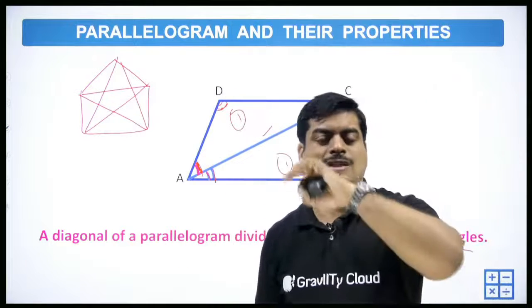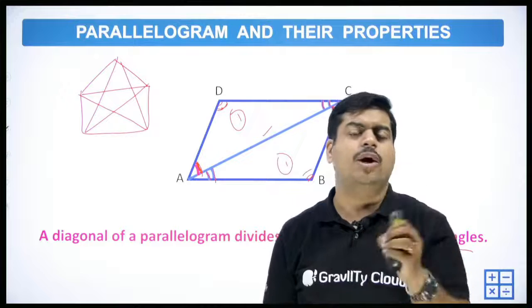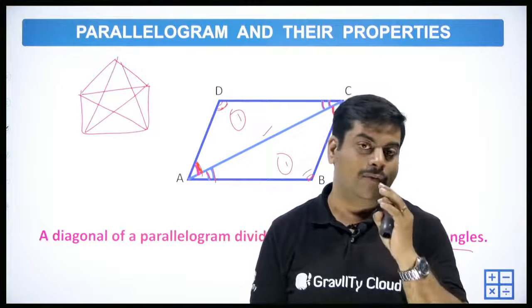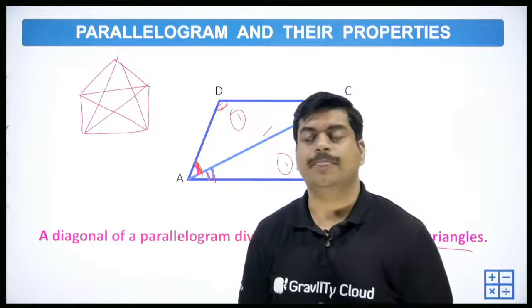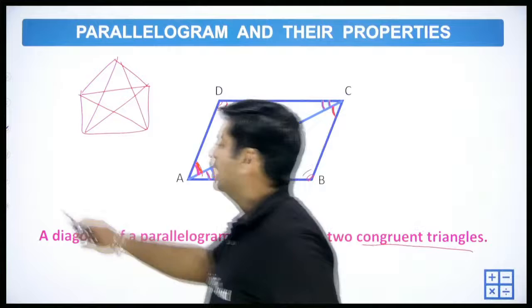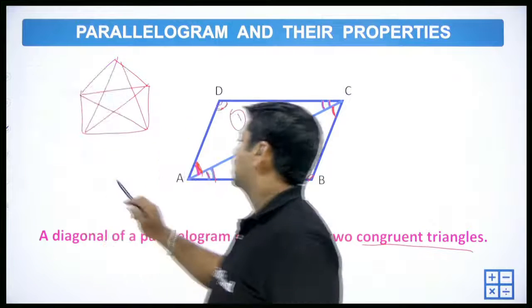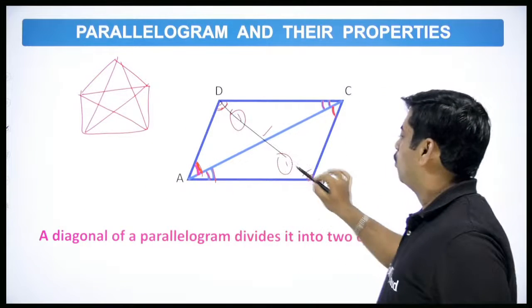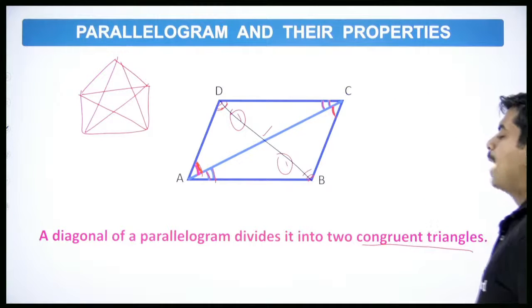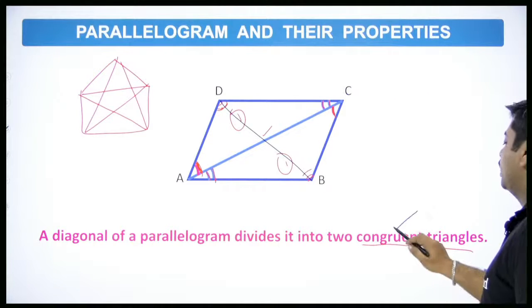Excluding all the sides, the remaining joinings of any point to any point will always be diagonals of that polygon. So here we have one diagonal. Generally, for a quadrilateral, we'll be having two diagonals. What is the other diagonal? The other diagonal will follow like this. That is the second diagonal. A diagonal of a parallelogram divides it into congruent triangles.